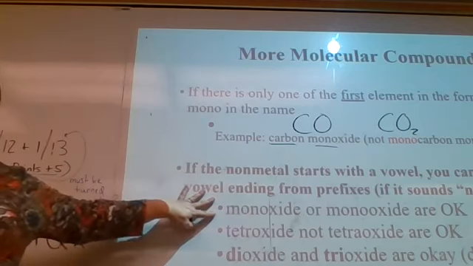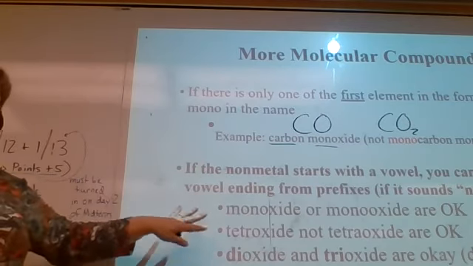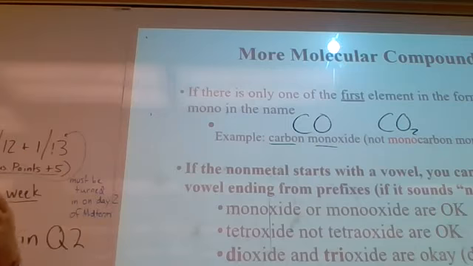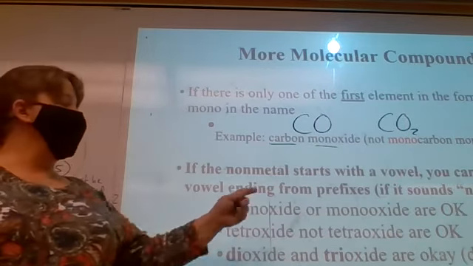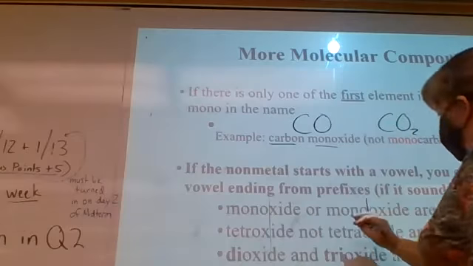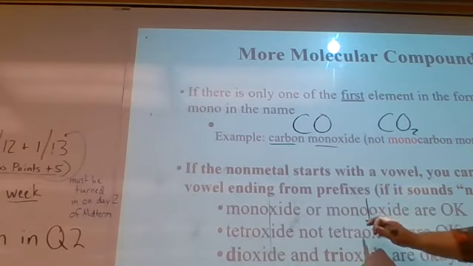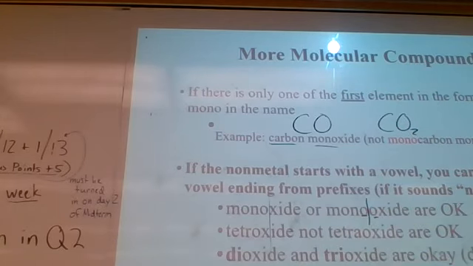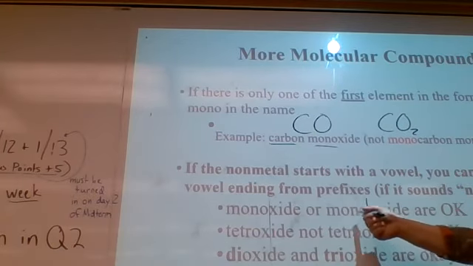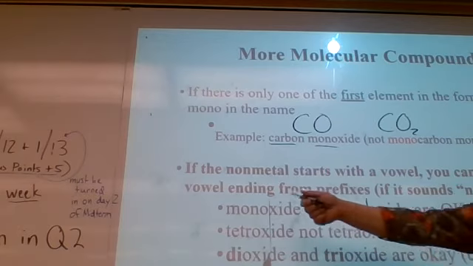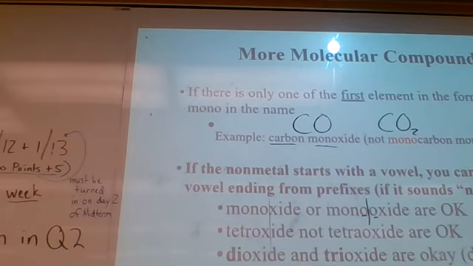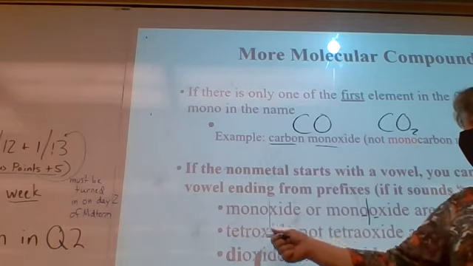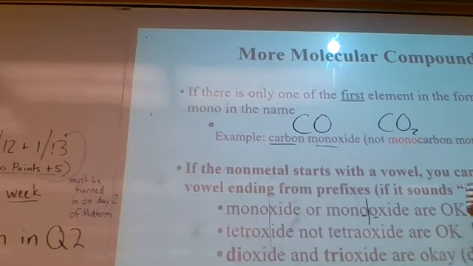This part you don't have to worry too much about, and I only put it in here because if you read something, it might confuse you a little bit. Sometimes when the prefix and the name of the element both end in vowels, they will drop one of the vowels to make it sound better. So normally we don't call it carbon monooxide, we just say carbon monoxide. Or sometimes you will hear tetroxide instead of tetraoxide, but either one is okay. So I'm going to just recommend you always leave the double vowel in, that way you don't have to worry about it.